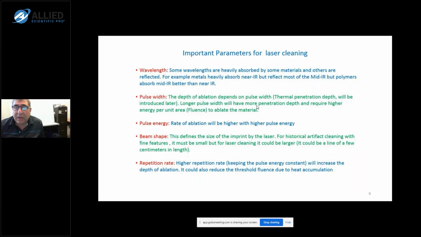But if you're cleaning a wall or a body of a ship which has no structure, you want to use a longer linear beam so that you can cover more area and do it faster. The repetition rate of the laser is also important because higher repetition rate increases the depth of ablation due to heat accumulation. So with the same pulse energy and higher repetition rate, you can cut deeper, you can remove more of a layer of paint or contamination.